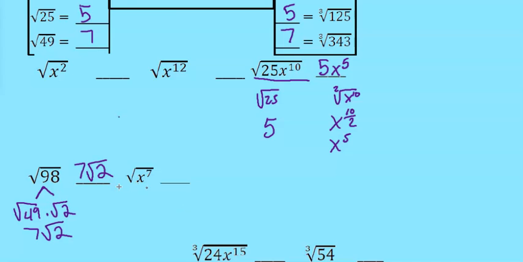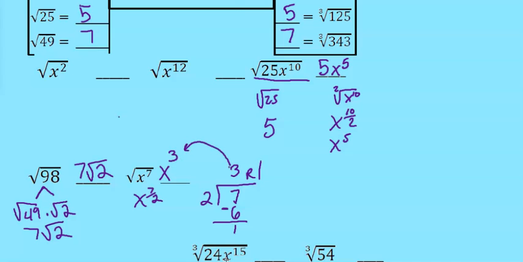And then we have the square root of x to the 7th power. We're going to rewrite it as a rational exponent, and then find the remainder using long division. 2 goes into 7 3 times. 3 times 2 is 6. Subtract that, you get a remainder of 1. So we can rewrite this as x to the 3rd power. That 3 goes on the outside from the quotient. And then we have the square root of x to the 1st power. The remainder goes on the inside.